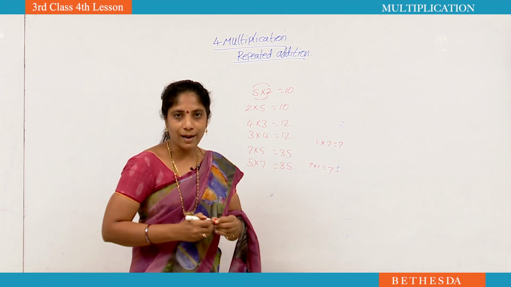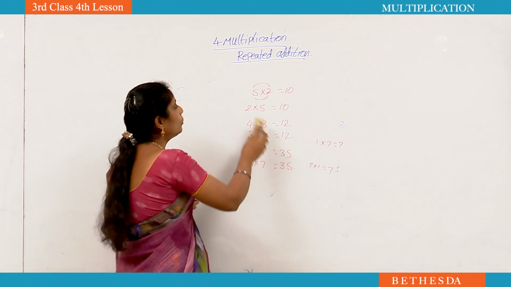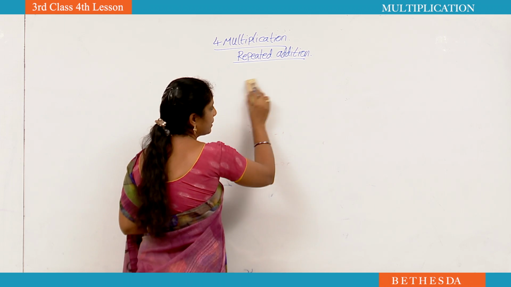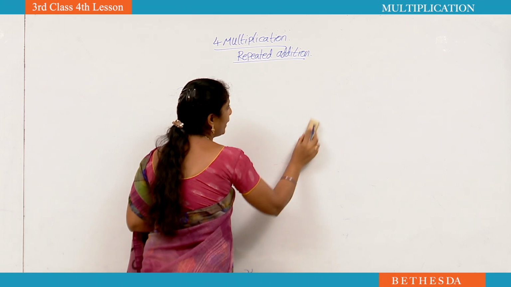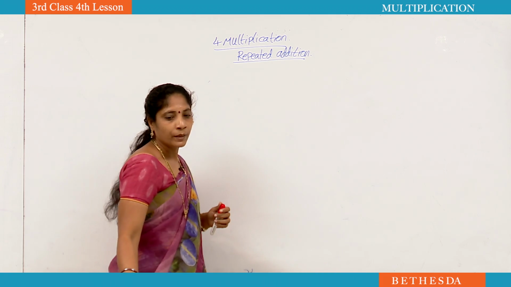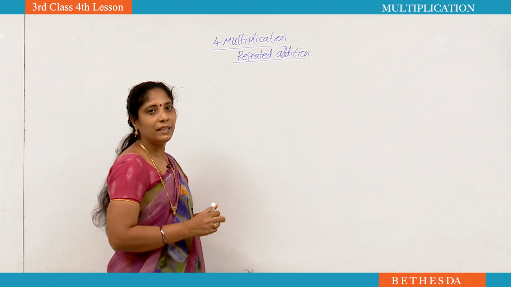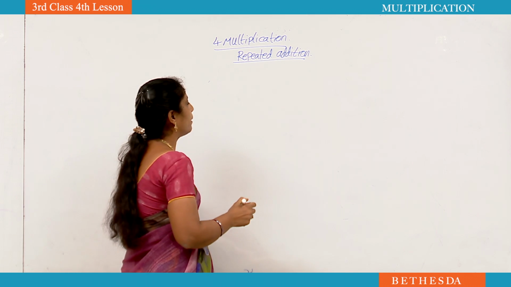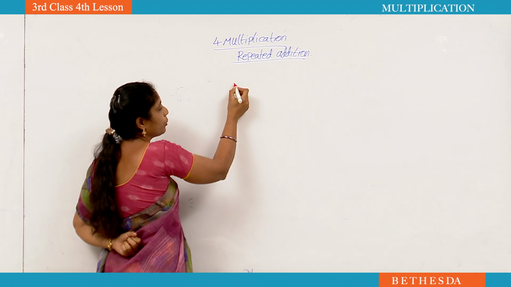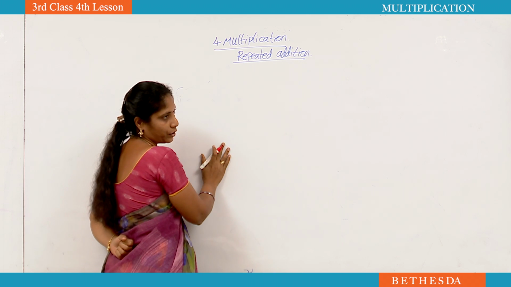Okay, in this class you have to learn 2 to 10 tables. Already we learned 2 to 10 tables in second class only. Try to learn 2 to 15 tables in this class. Okay, now how to do the multiplication? 2-digit numbers multiplication we are going to learn. Before that, I will teach you the properties of multiplication.